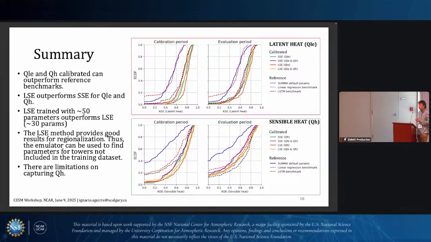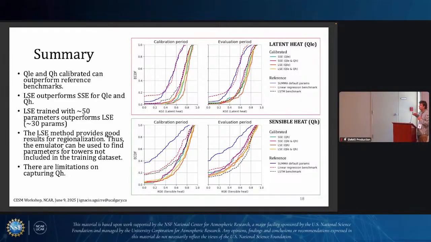The method does provide good results for regionalization, so the emulator is able to find parameters in sites that it has never seen. And there are limitations in capturing sensible heat. This was in line with the first figure that I showed, that any model had problems replicating sensible heat in PLUMBER2. So we are in the same line. We have better performance because the model is calibrated, but there are still problems representing sensible heat in models.